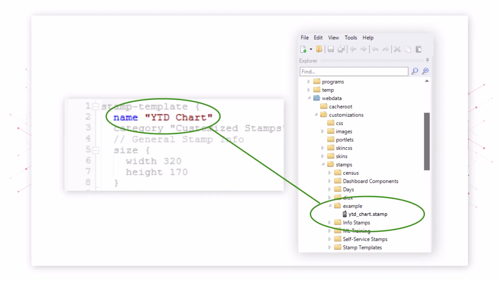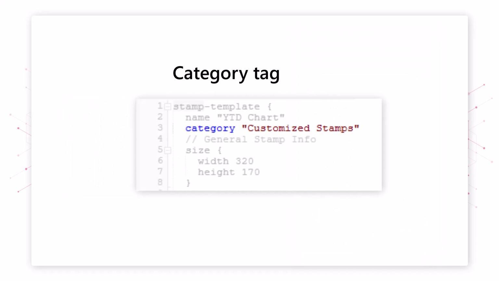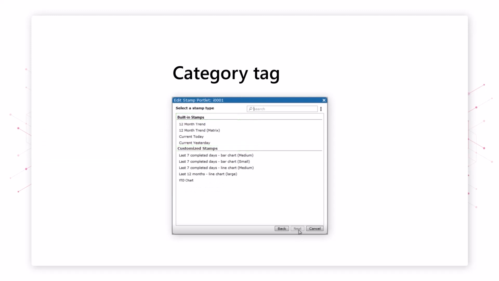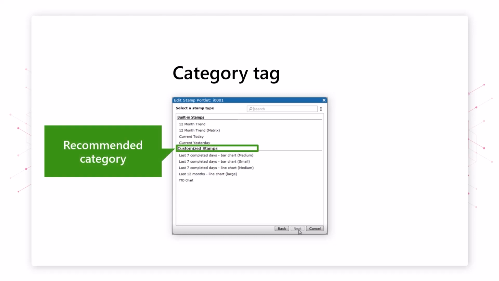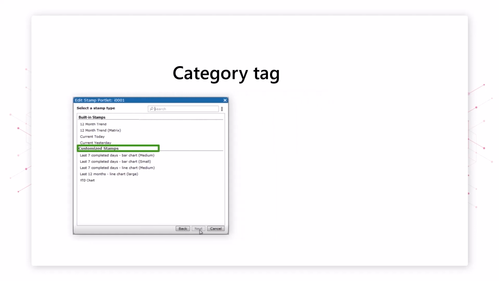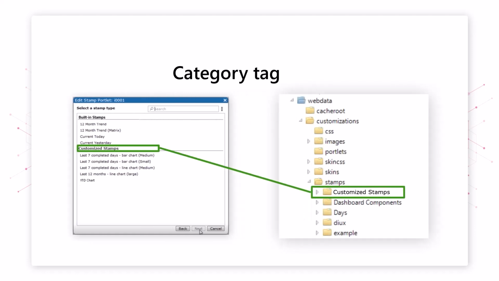file in Workbench. The category tag can be used to group stamps together in the Edit Stamp Portlet dialog box in DivePort. The category tag is optional, but we do recommend that you start with a category called Customized Stamps to keep track of any stamps that you might create. Make sure the category name you choose here matches the name of the Workbench folder that contains the stamp files in that category.